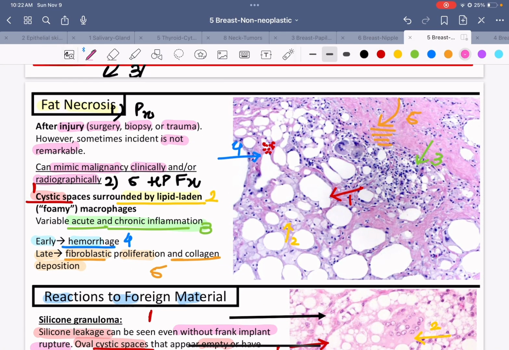What happens is that it develops after injury, surgery, biopsy, or trauma, and sometimes the patient does not even remember the trauma, but now some sort of mass is present and you get a biopsy of the mass. It can also mimic a malignancy clinically and radiographically. So they are suspecting some malignancy, and what you see on your biopsy are these irregularly dilated cystic spaces, and these are now surrounded by lipid-laden macrophages.